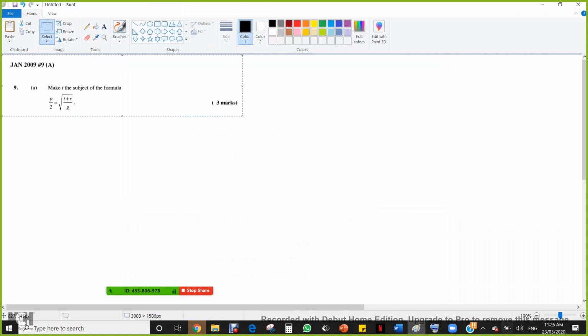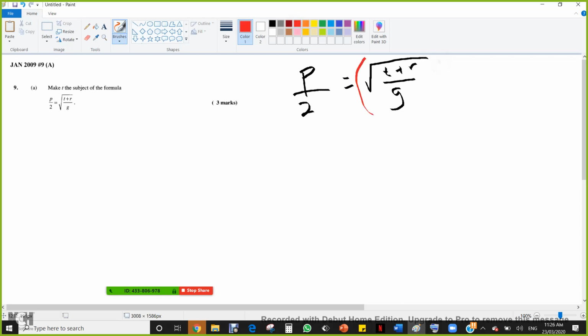Right, so we have to make t the subject of the formula now. So p over 2 is equal to the square root of (t plus r) all over g. The first thing we want to do is get rid of that square root, right? To get rid of the square root, we have to square it. What you do on one side, you have to do on the other side, right? So this cancels off with that.